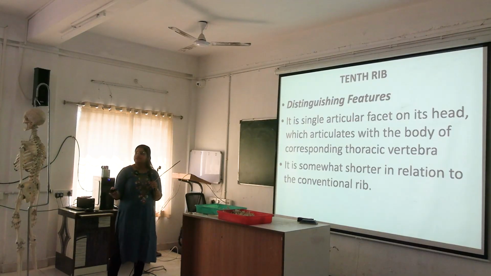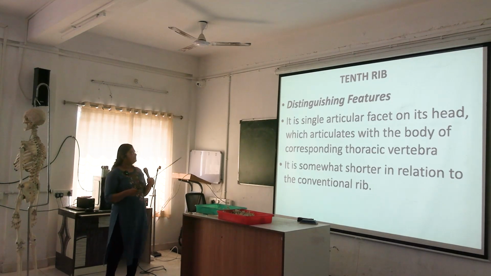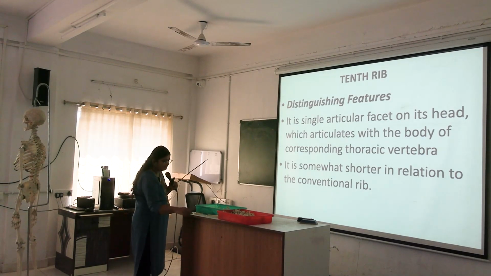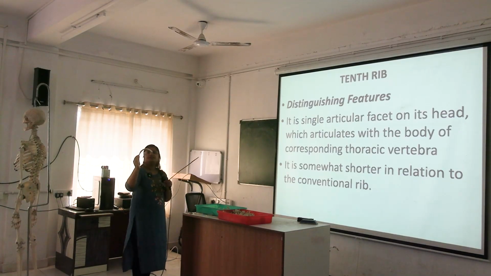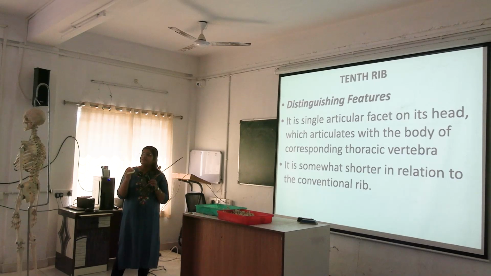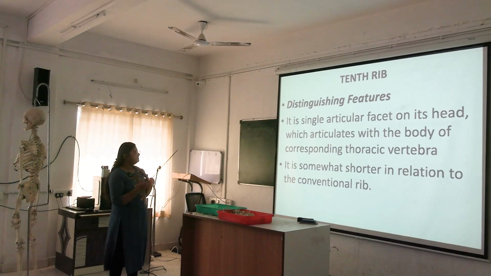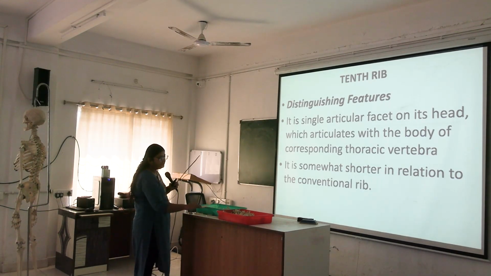Next we are going to the 10th rib. Okay, the distinguishing feature of the 10th rib you have to remember is the single articular facet on its head, which articulates with the body of the corresponding thoracic vertebra. It is somewhat shorter in relation to the conventional rib. So this one is the 10th rib of the left side. Other features are the same as the typical rib: costal groove, head, neck, tubercle, all things are the same. Only the head has a single facet, that is the difference, and it is shorter in length.